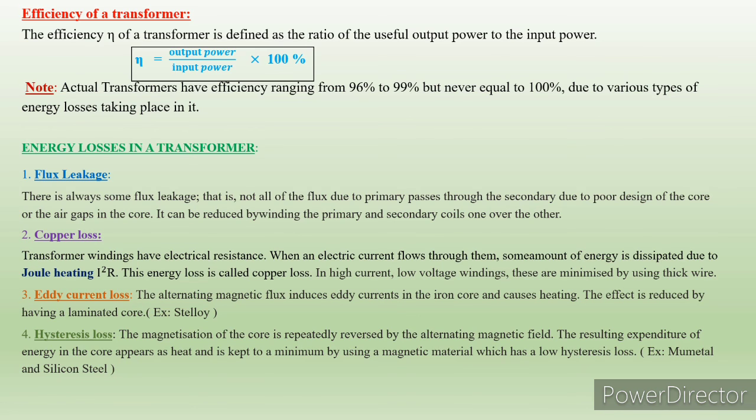Number 4. Hysteresis loss. The magnetization of the core is repeatedly reversed by the alternating magnetic field. The resulting expenditure of energy in the core appears as heat and is kept to a minimum by using a magnetic material which has a low hysteresis loss. Example, mu metal and silicon steel.